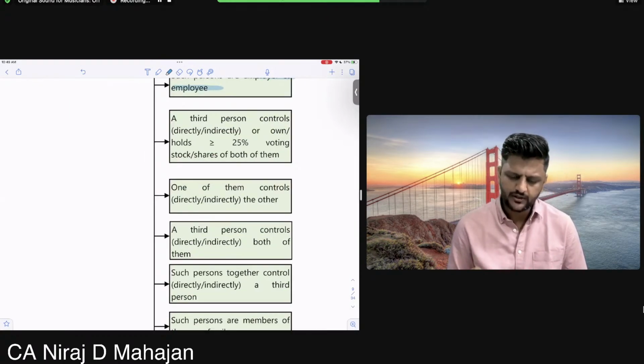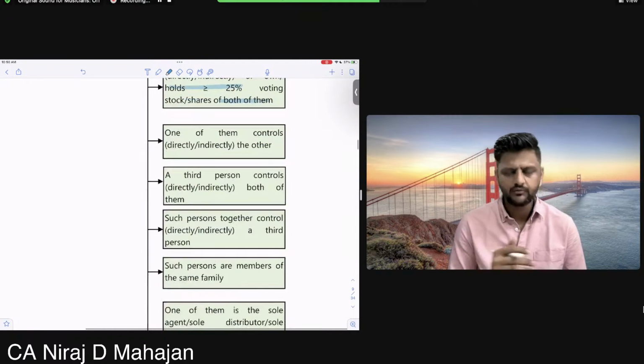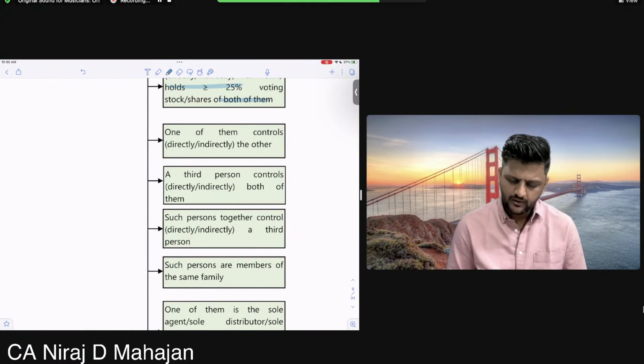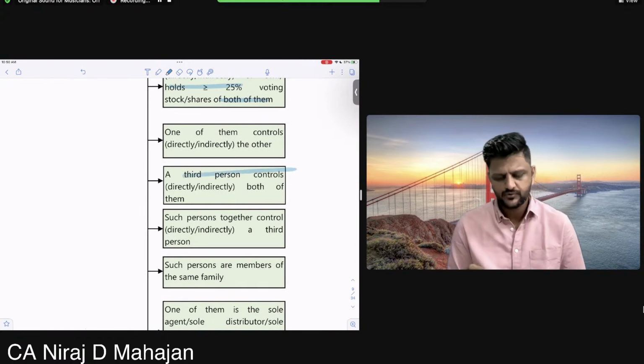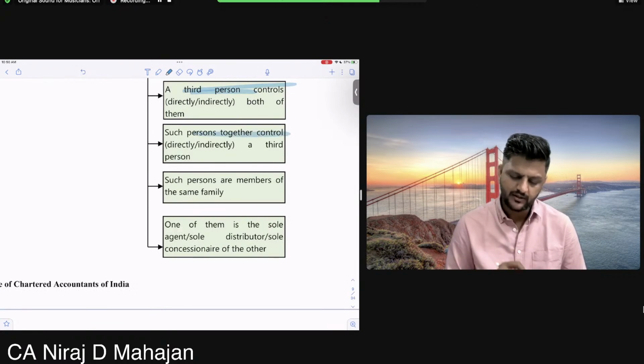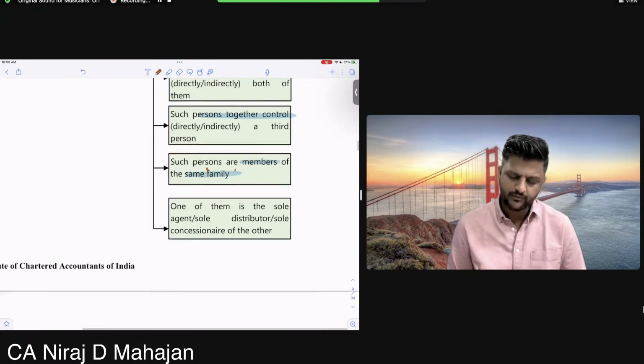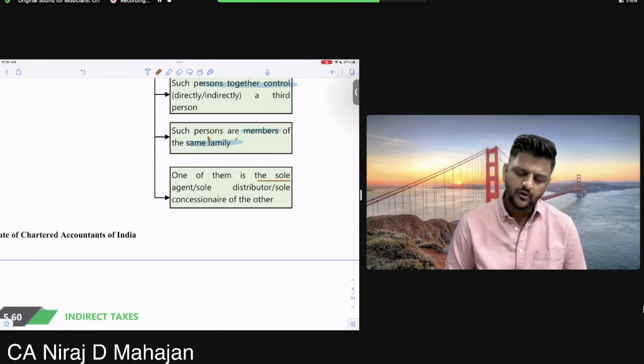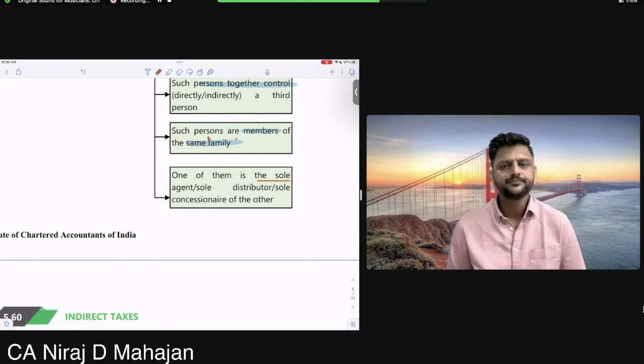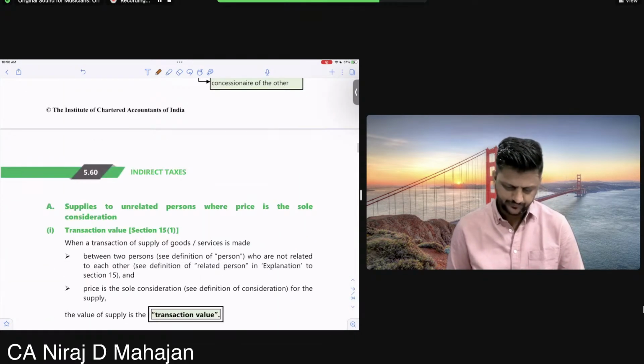Okay. A third person controls directly or indirectly at least 25% in both of them. One of them controls another, holding subsidiary. A third person, bacho, controls both of them, so they are fellow subsidiaries. They together, bacho, control some third party. Same members of the family. So this also we had seen, bacho, members of the family. And one of them is the sole agent or distributor of another. Okay. Fine.